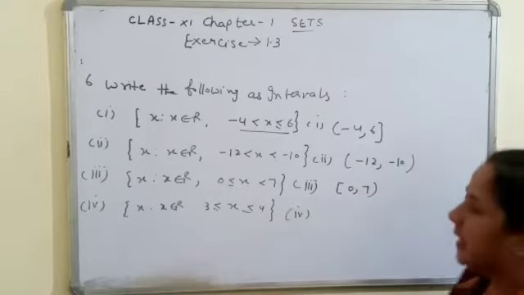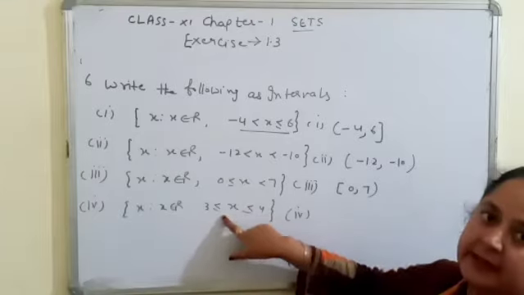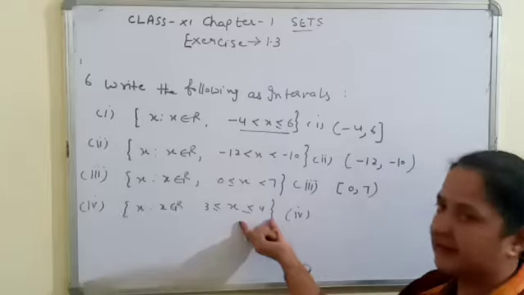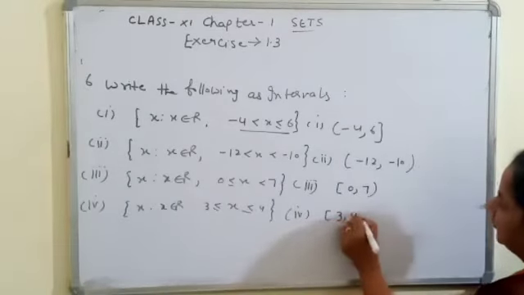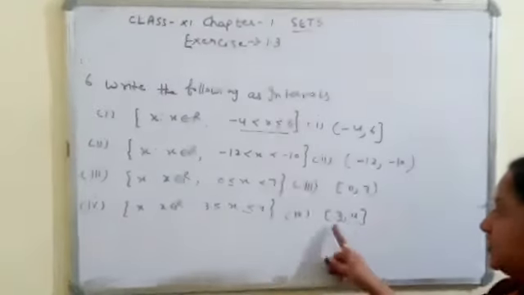Fourth part, x where x belongs to R, x greater than or equal to 3 and less than or equal to 4. In both cases, for the left side and the right side, it's closed for both. 3 and 4, and for a closed interval we will include both end values.